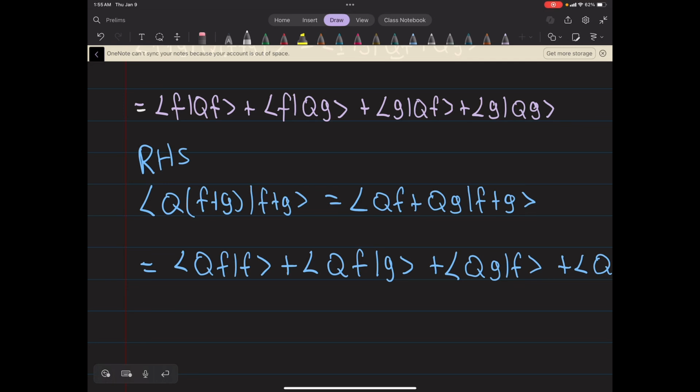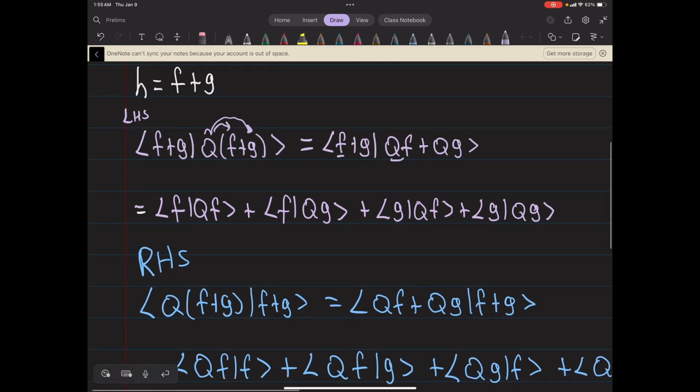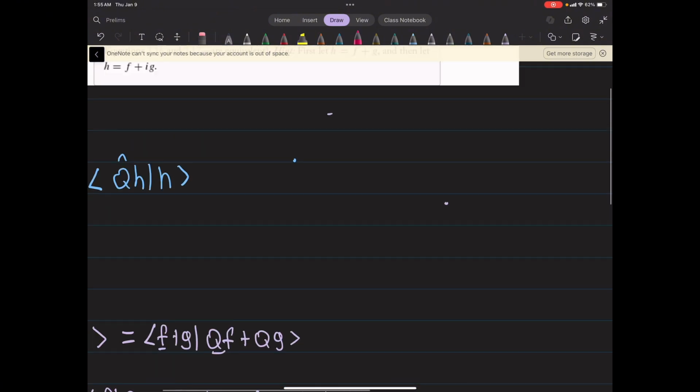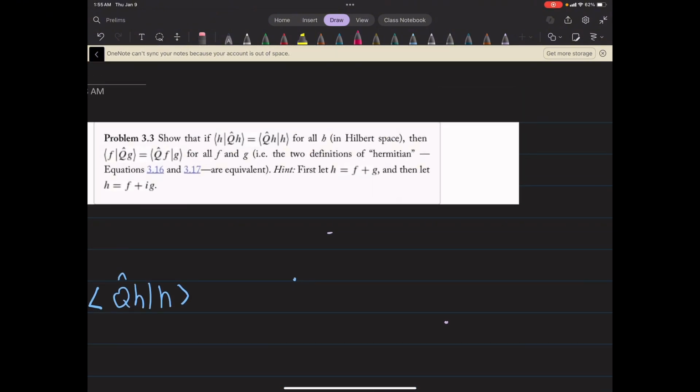And on the right-hand side, I just want to rewrite two parts. So this I can write as this, since it's a Hermitian operator. And we can do the exact same thing here. So we're just taking advantage of the fact that our Q is Hermitian by our assumption.